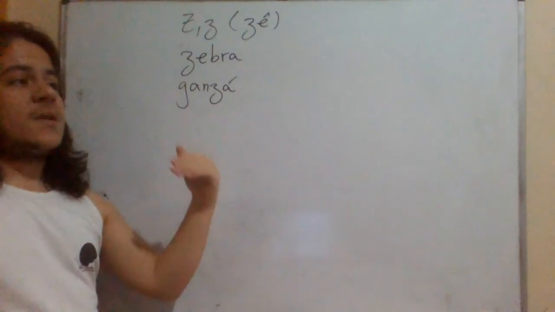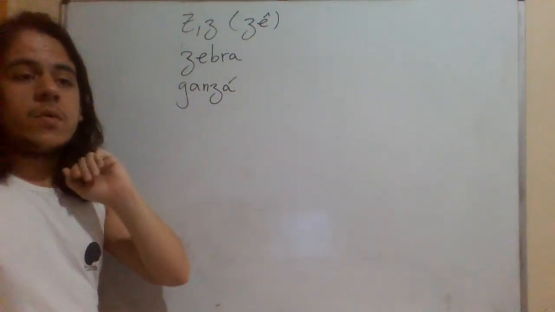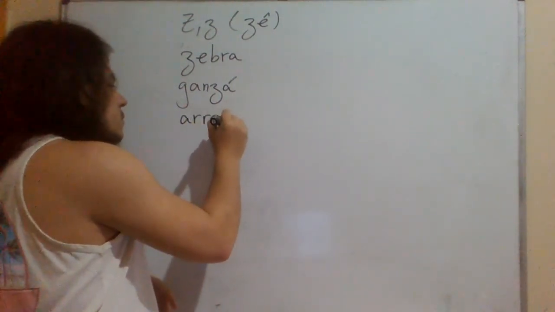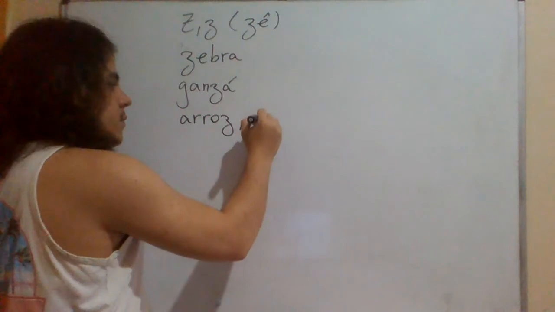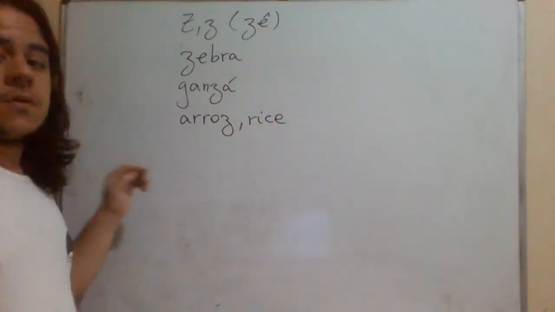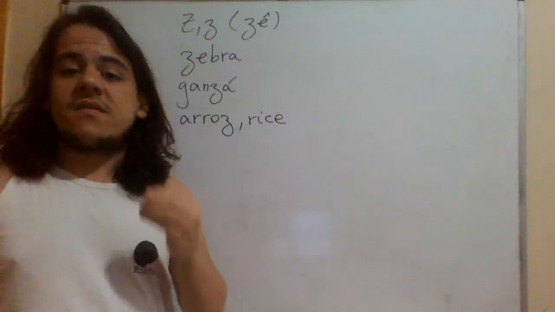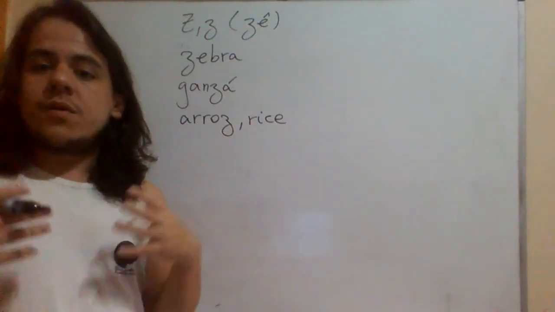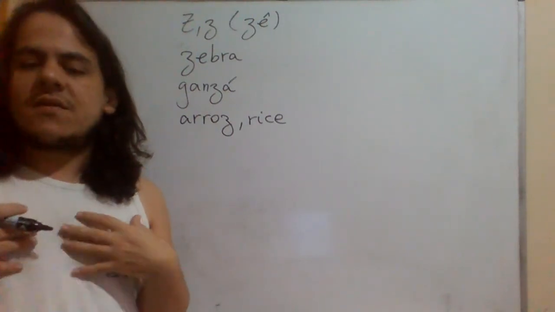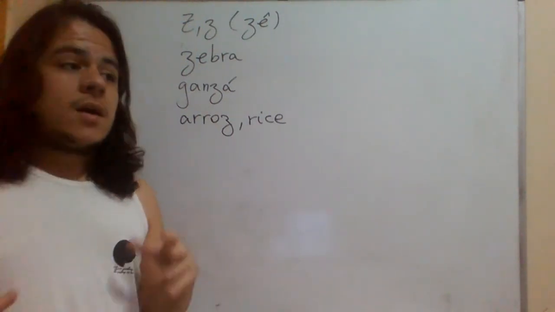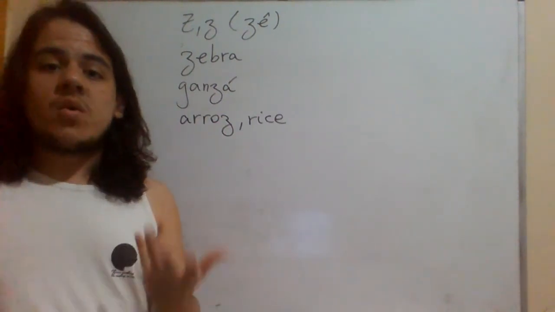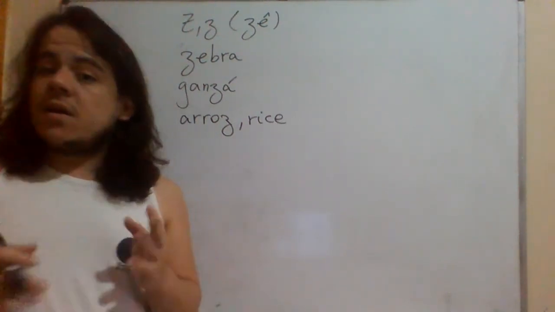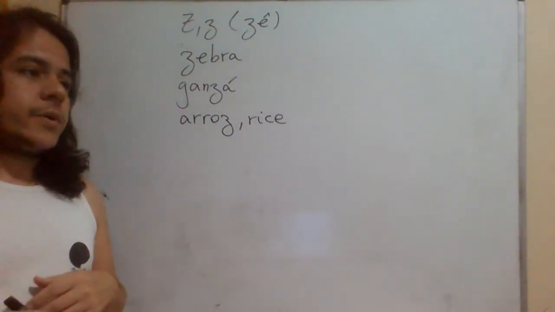When letter Z comes at the end of the word, it will have the sound of S. For example, arroz. It means rice. So here letter Z with the sound of S, sh, arroz. Here in Rio we say with our particular S sound, arroz. In other parts of Brazil they say arroz, the accent you like the most. Here we say arroz in Rio de Janeiro.